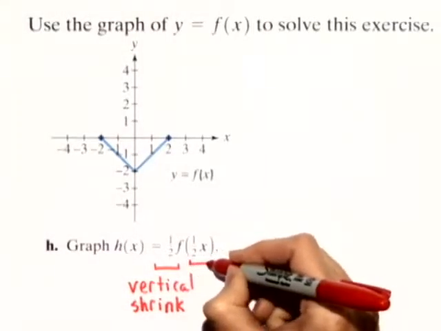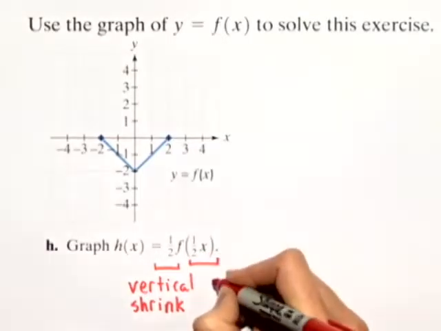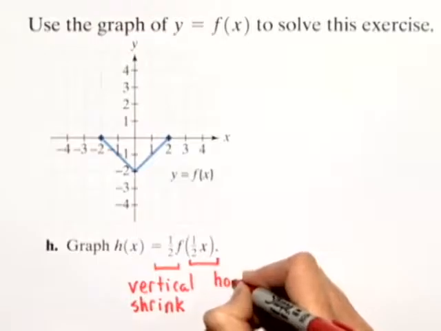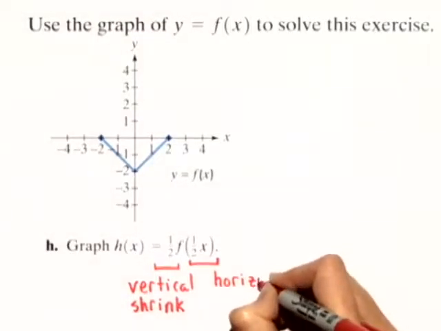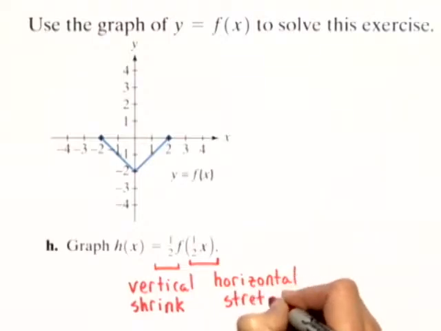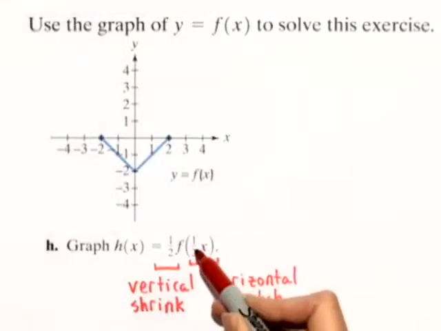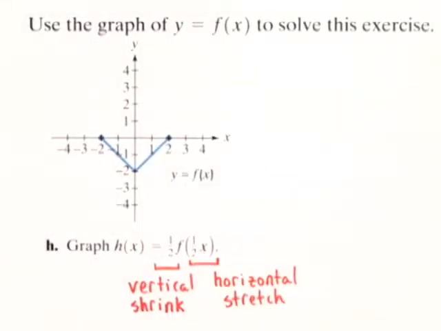Inside the parentheses, this 1/2 x really represents a horizontal stretch. In other words, we're going to take each of the x coordinates and divide it by 1/2, which is the same as multiplying it by 2. Now, I'm just going to write a little side note so you can remember what to do for the vertical shrink or stretch and a horizontal shrink or stretch.